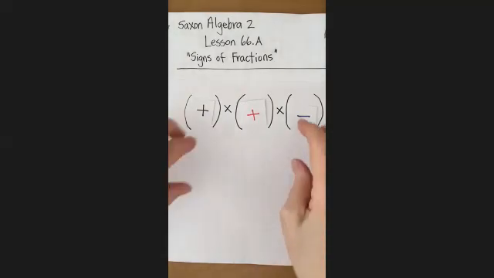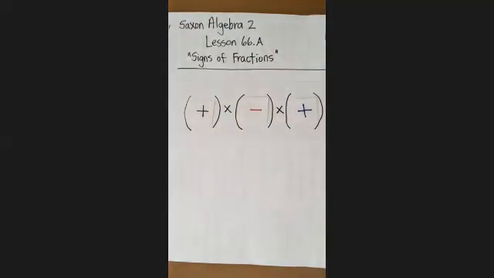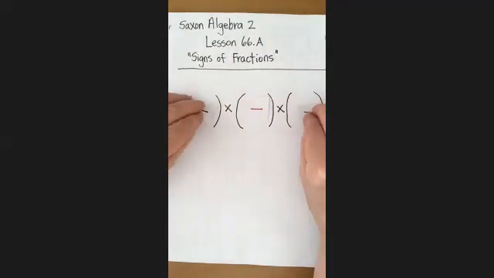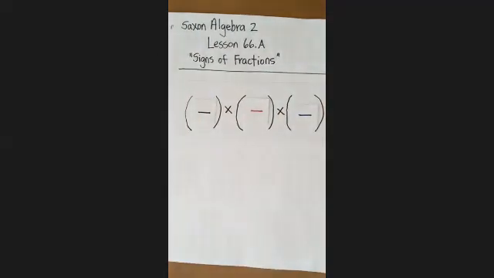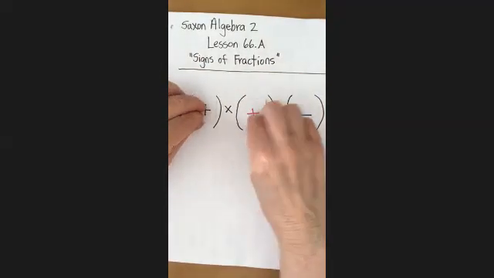No matter which two I flip, I'm going to flip 2 and 3 now, and again, I haven't changed the sign of the product. And when I flip 1 and 3, we're back to our original 3 minus signs. An even number of minus signs, of course, will cancel each other out.